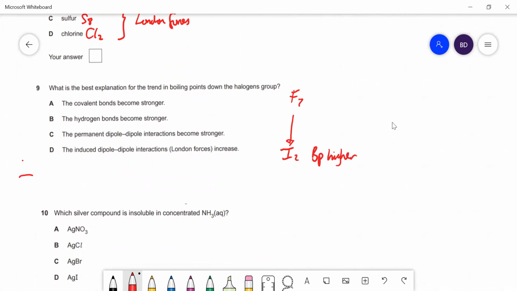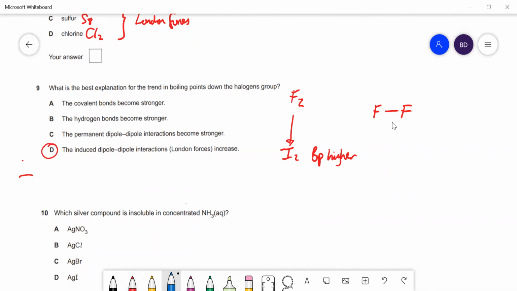And the reason they get higher, well, with small molecules, what kind of intermolecular forces? Obviously, none of these molecules are going to have a dipole, because both atoms in the molecule have the same electronegativity. So fluorine, yeah, very electronegative, but they're both very electronegative, so there's no dipole. So you're only going to get London forces in between them. So this is the answer here.